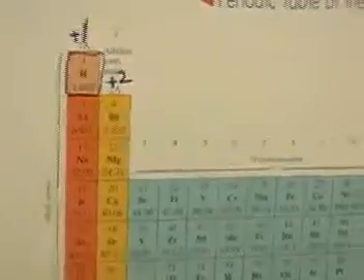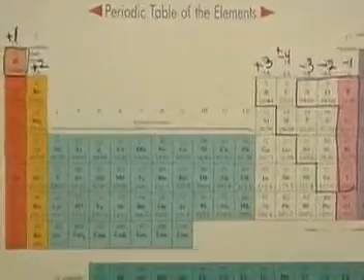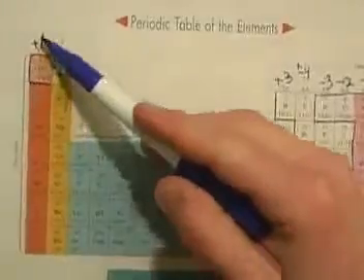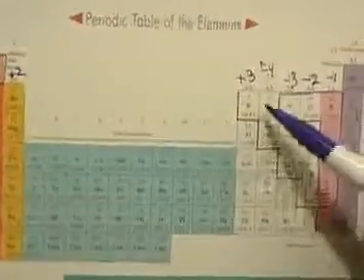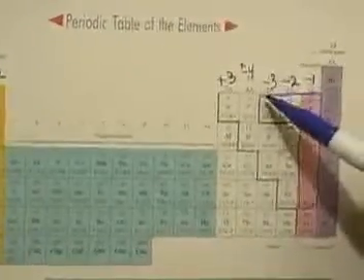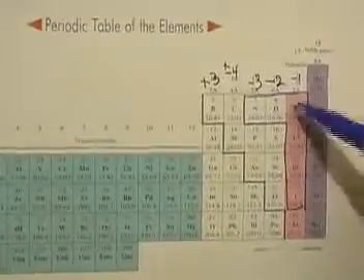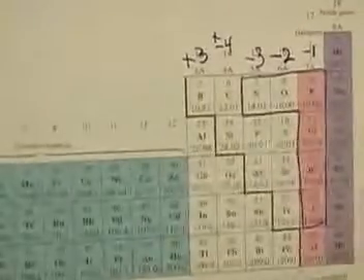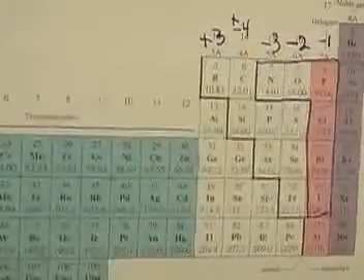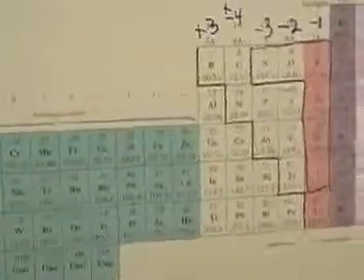These charges that I've written on the top must be memorized, and hopefully just by looking at a periodic table you can figure it out that group 1s are plus 1, group 2s are plus 2, group 13 are plus 3, 14 are plus or minus 4, 15 are minus 3, 16 are minus 2, 17 are minus 1. Write this on your periodic table right now. Pause the video and write it on your periodic table if it's not already there.